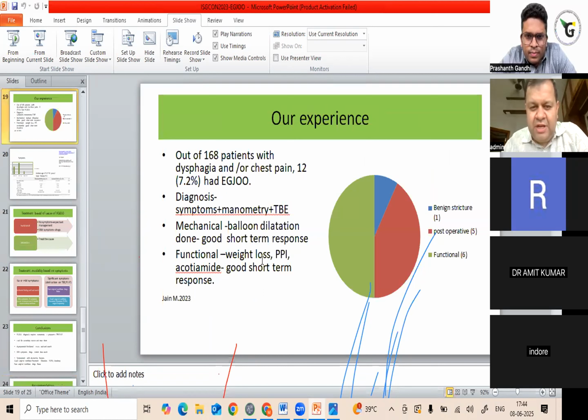And they had a good short-term response. We followed them up for 6 months in patients who had a definite secondary cause, that is, a mechanical cause. We went ahead with balloon dilatation, through-the-scope dilatation in 3 patients and pneumatic dilatation in 3. None of our patients have undergone POEM.